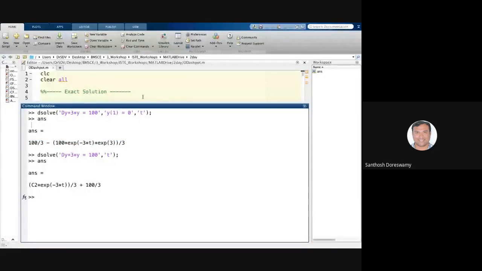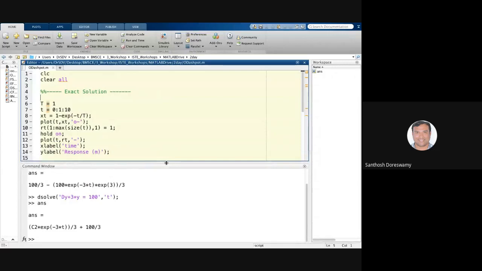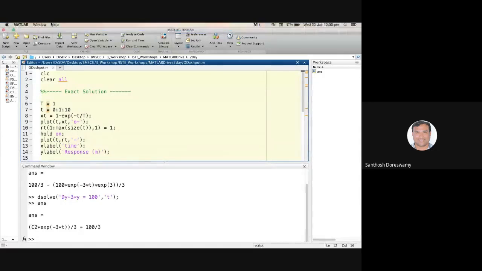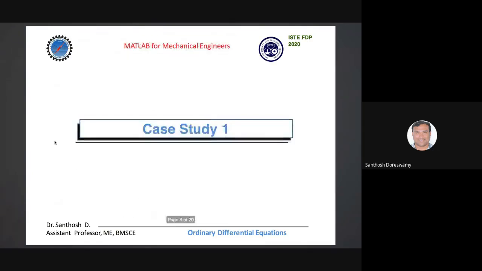All right, so once we have an exact solution that is defined for a problem, what we'll try to do now is understand that if you have an nth order derivative, for example d power n y by dt power n is equal to 3y is equal to 100, then my derivative is of order n, where n is generally an integer. You could also solve the same problem with dny, where n stands for any integer. That's how you solve a higher order differential equation with such higher order derivatives. All right, now let us move on to some of the case studies.